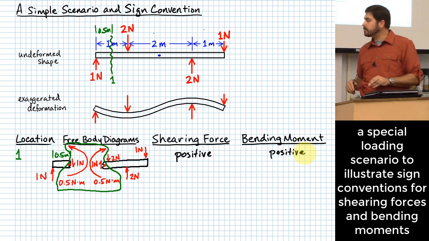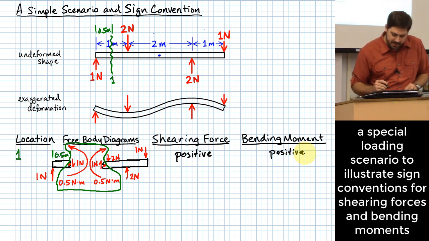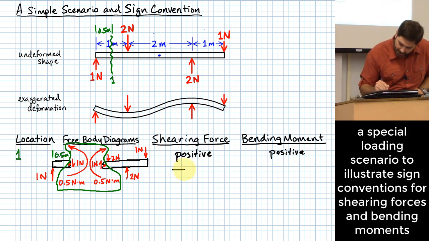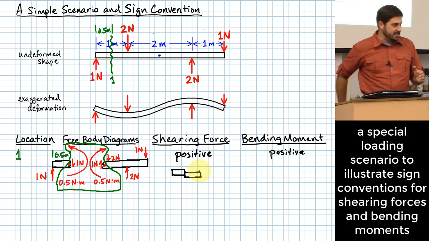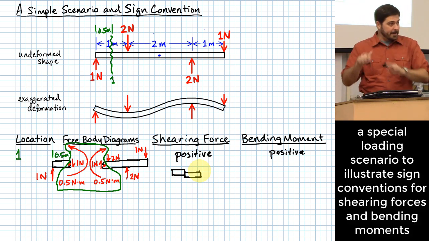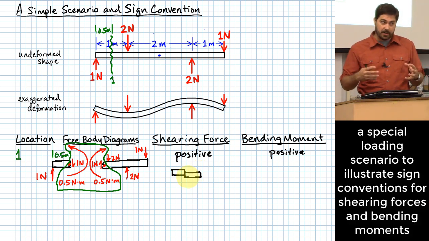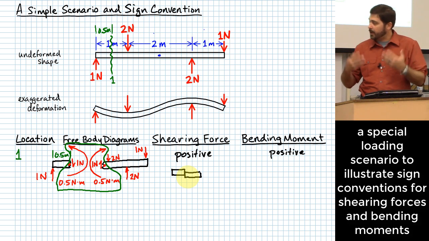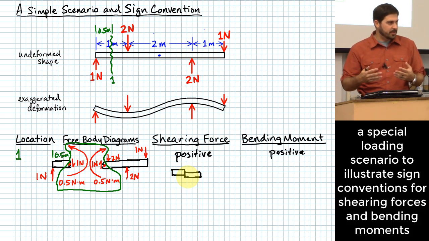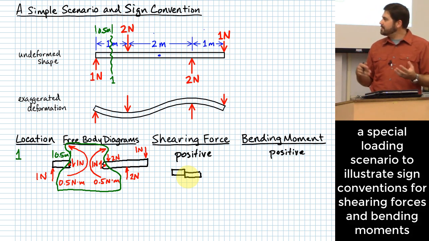And the way you can always tell for this is that if the left piece wants to rise relative to the right piece, right? In other words, if all of a sudden you could just chop through it with an axe and slice through it instantaneously, what direction would the parts want to move? If they would want to move the direction I'm showing there, that is defined in our convention as being a positive shearing force.